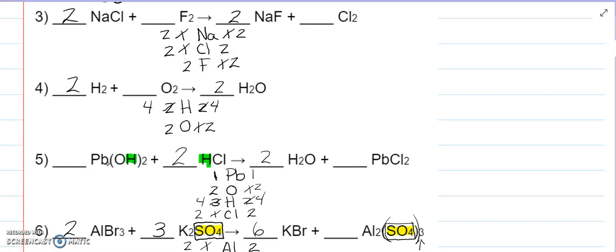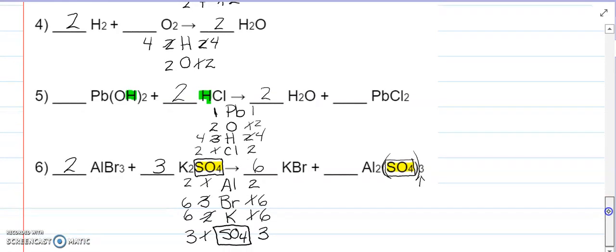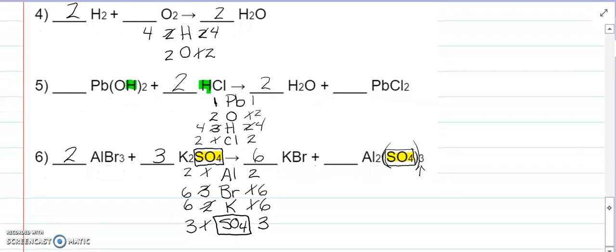If I take a look at number 6, I also want to point out polyatomics. You will frequently run into polyatomics in your ionic compounds. And polyatomics, as long as they stay the same, can be balanced not just as individual atoms, but as that chunk itself. So instead of breaking this up into sulfur and oxygen, I balanced the polyatomic sulfate as 1 piece.